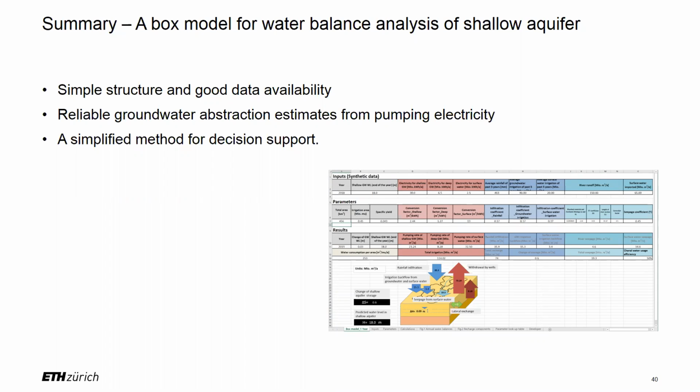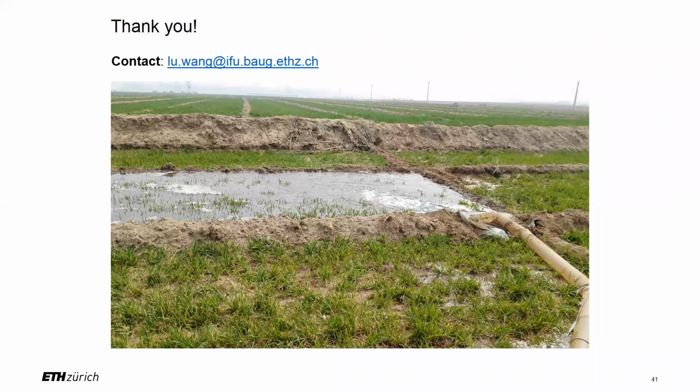And because we have reliable groundwater abstraction estimates from pumping electricity, we could better determine the parameters, especially the infiltration coefficient, which is very sensitive for a water balance model. And this box model can be used as a simplified method for decision support. So this is my presentation. I would like to thank you for your time.